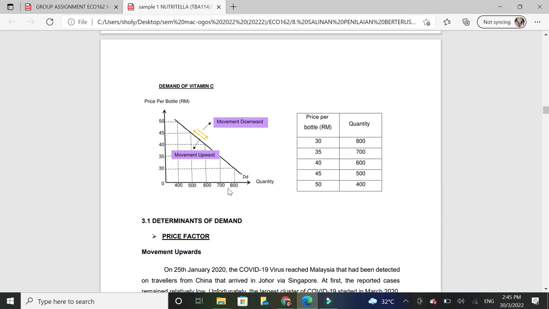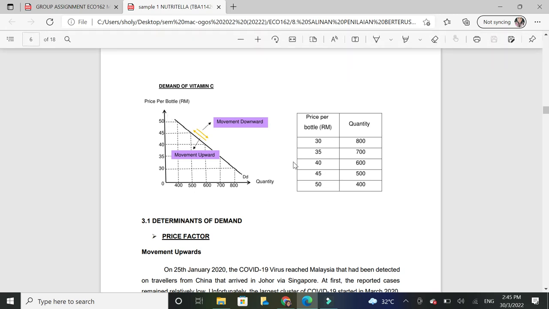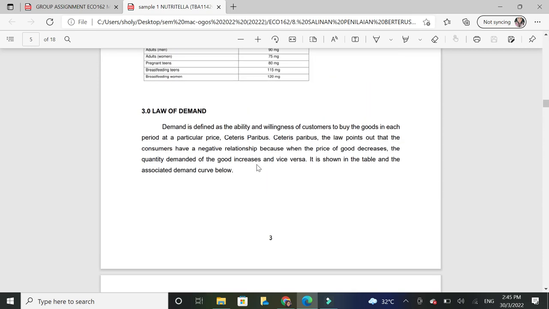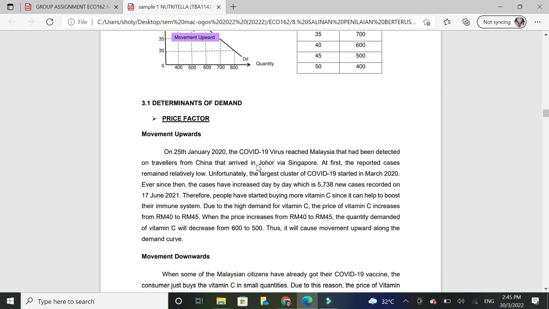You just need to lakarkan, assume sahajalah macam student ni, very simple one. And the diagram should be labelled fully. Price per bottle, quantity, and if the price increases, what will happen? It will cause the upward and downward movement. Kalau price turun, downward movement, kalau price naik, upward movement. So this is the penceritaan yang you kena cerita in your report.